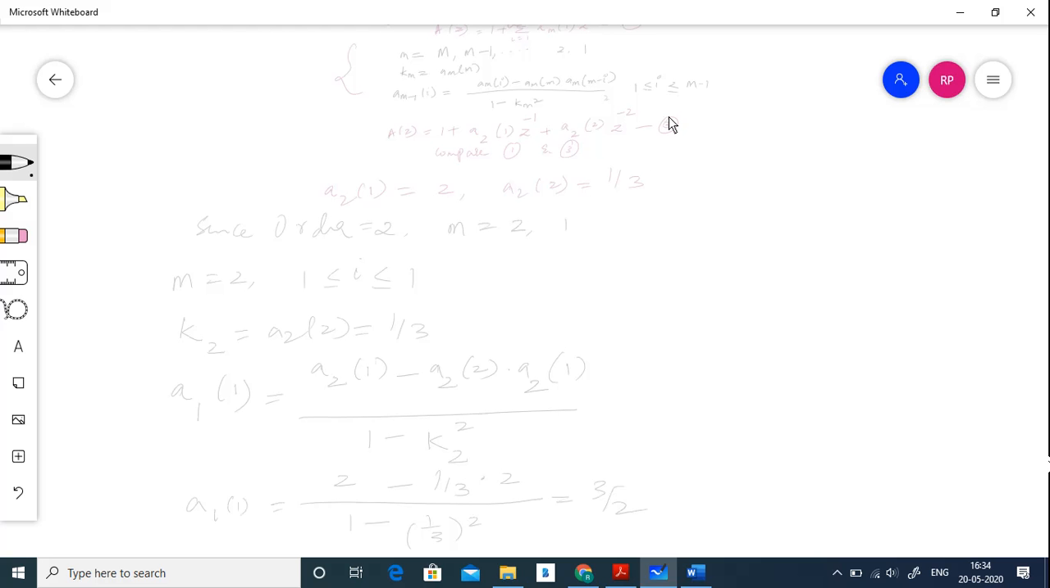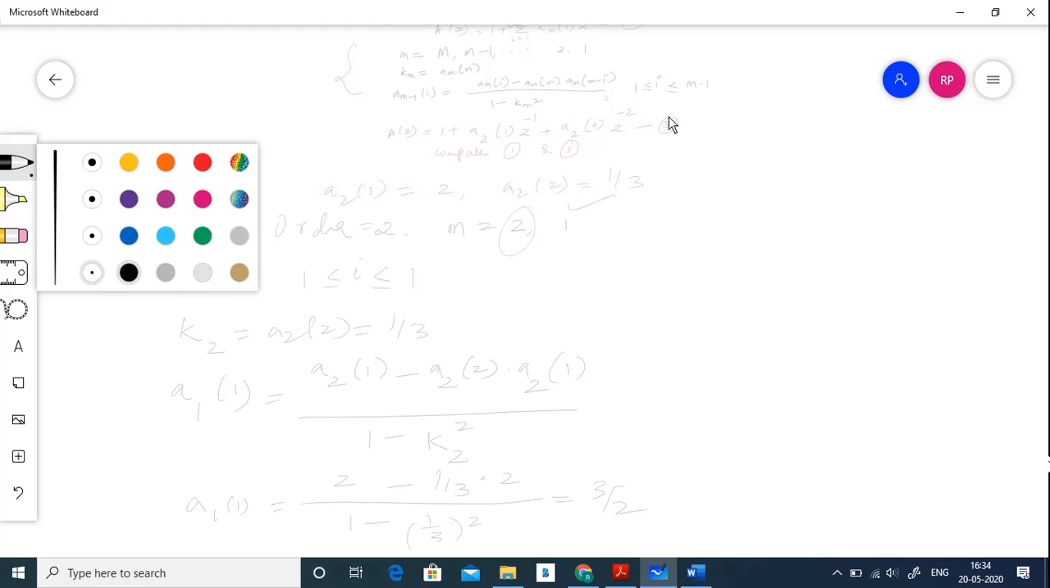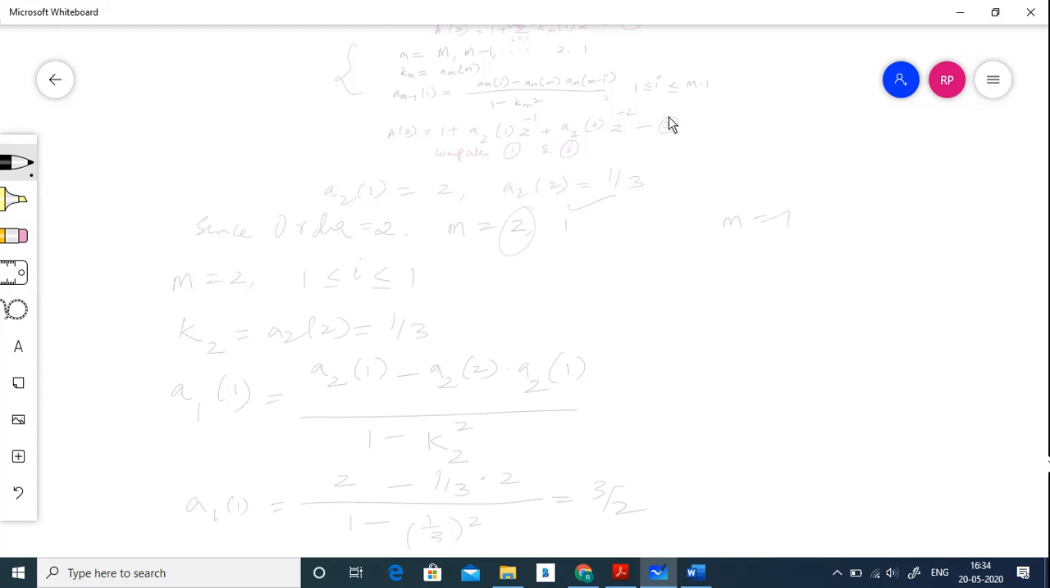Similarly, I have one more case. So I completed for m is equal to 2. Now I'll take m is equal to 1. When m is equal to 1, if I substitute that in this particular range, I will vary from 1 to 1 minus 1, which is 0. So I will vary between 1 to 0, which does not exist. This will not exist. As a result, I won't substitute that in this particular equation, but I can substitute that here.